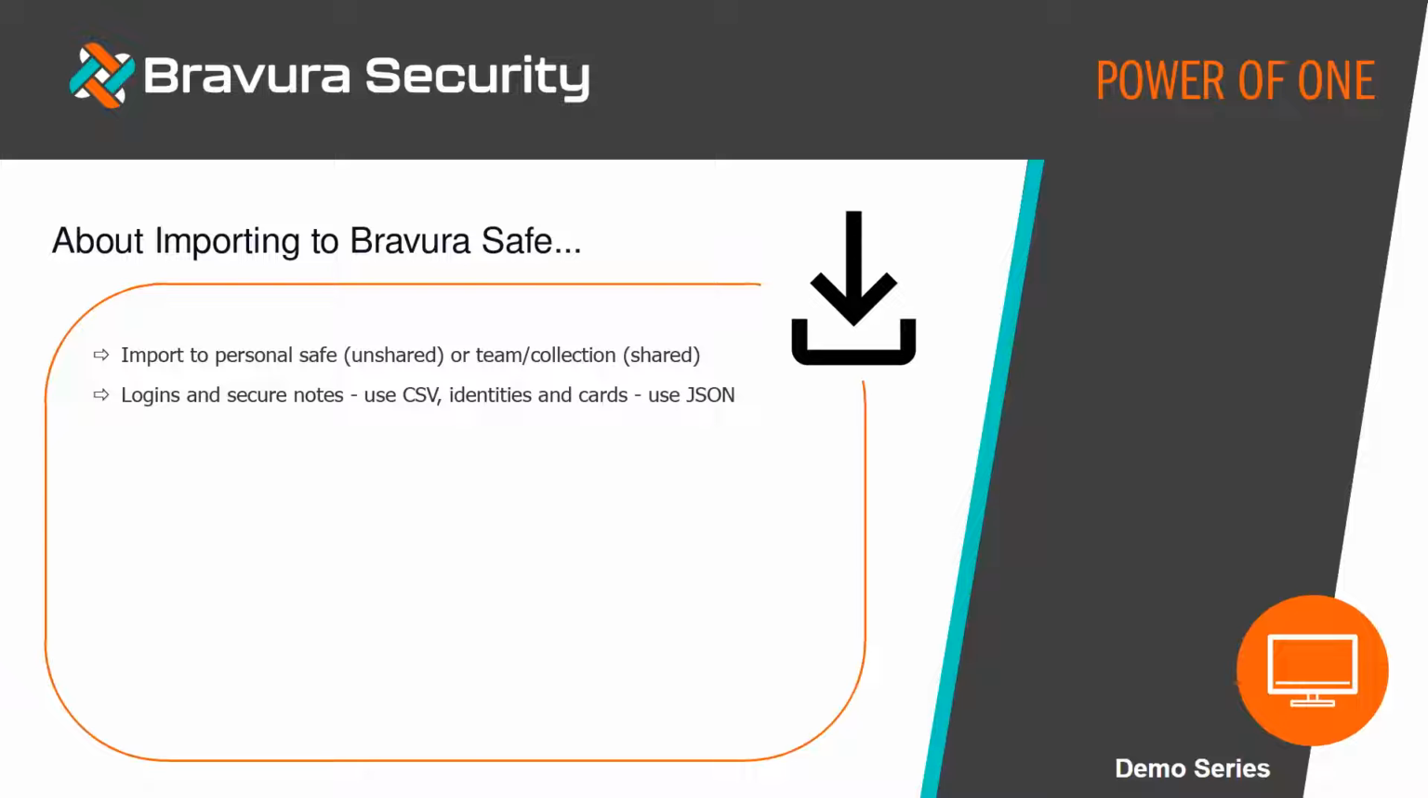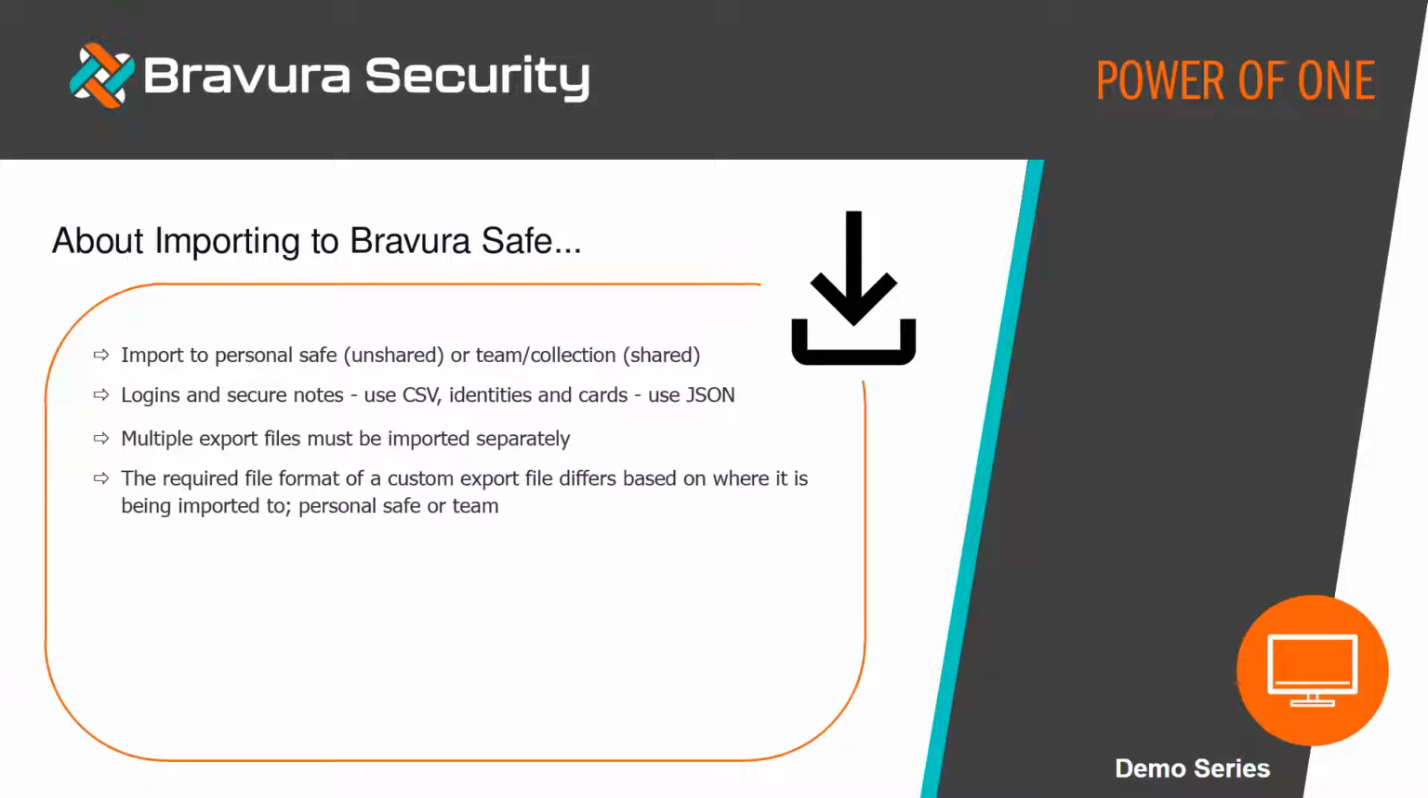To import only login items and secure notes, use a CSV export file. To also import identity or card items, use a JSON export file. Where a service produces multiple files during export, each resulting file must be imported separately. The required format of a custom export file differs based on where it is being imported to, personal safe or team. Imported data is encrypted locally before being sent to the server for storage.